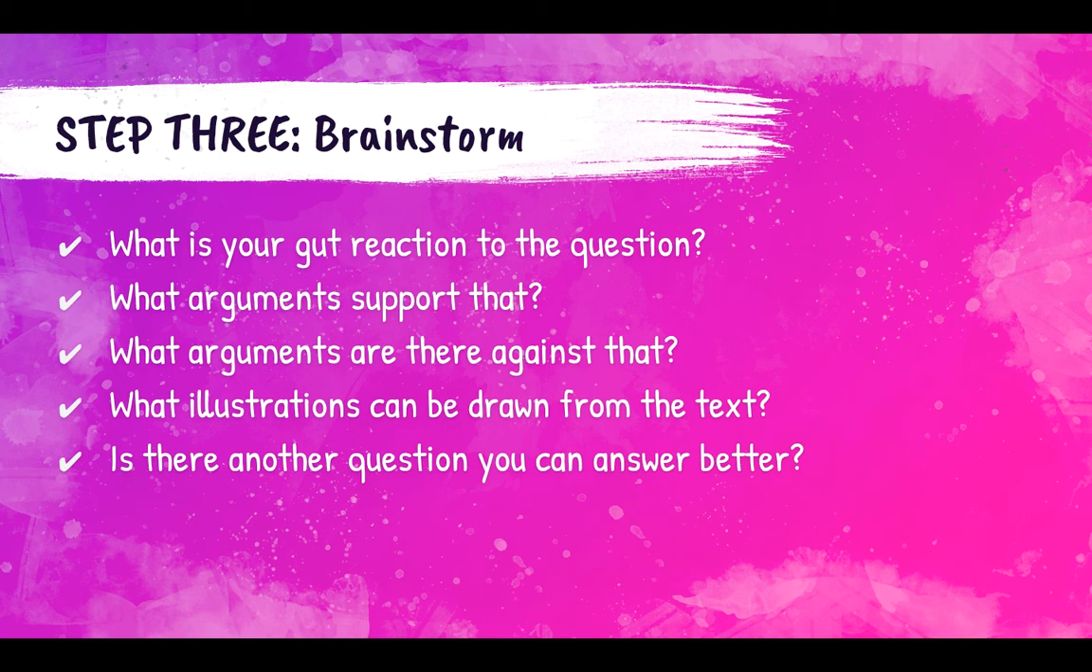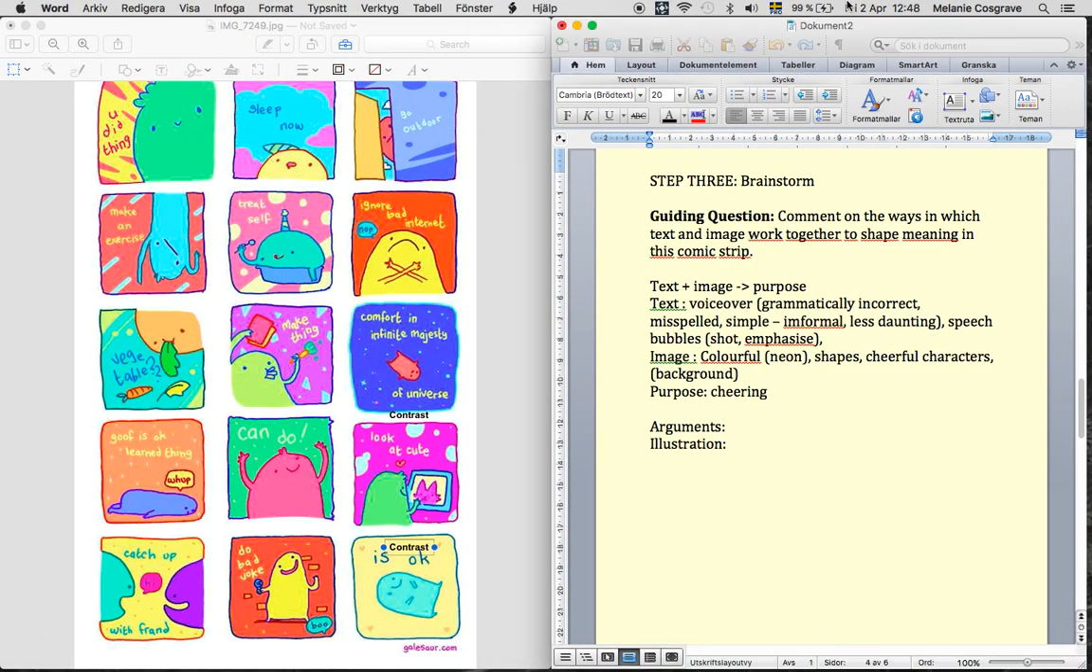So I quite like this guiding question. There isn't another better guiding question that I can think of. I want to focus on how image and text work together. So we're going to ignore that final one. However, arguments and illustrations we are going to talk about now. So the guiding question, just to remind you: comment on the ways in which text and image work together to shape meaning in this comic strip.